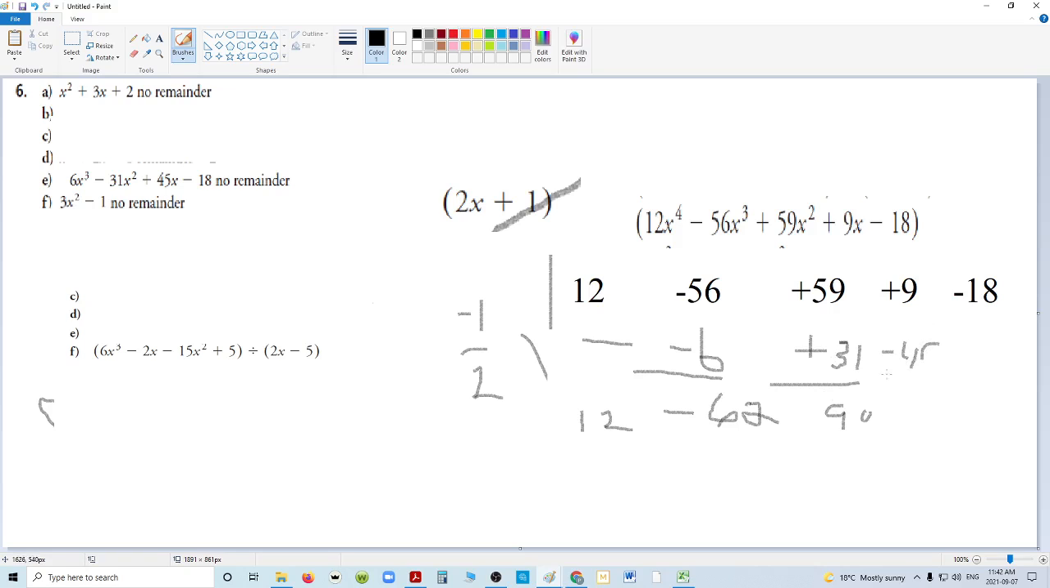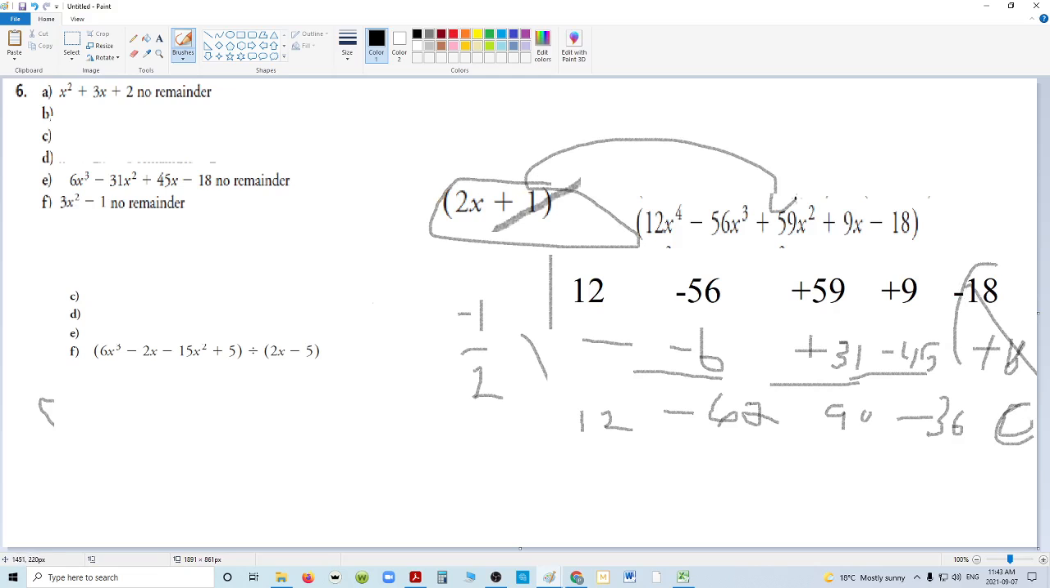When I add these, I get minus, oh geez, help me out, minus 36. When I multiply by half, I get plus 18. And when I add these, 0. So the 0 remainder tells me that this is indeed a perfect factor of that. I'll find this on the x-intercept. And it also means that but here's the trick.